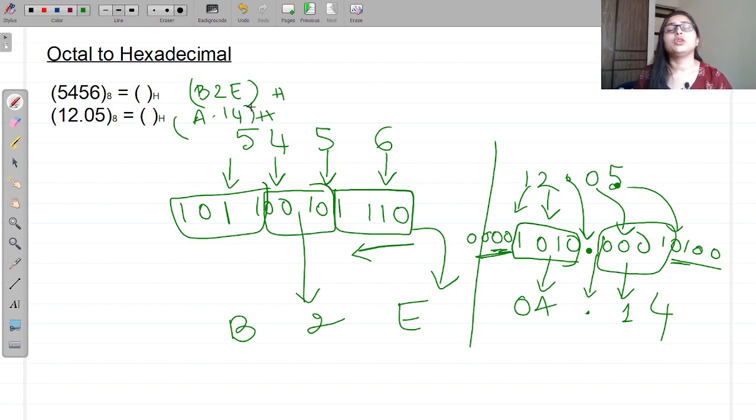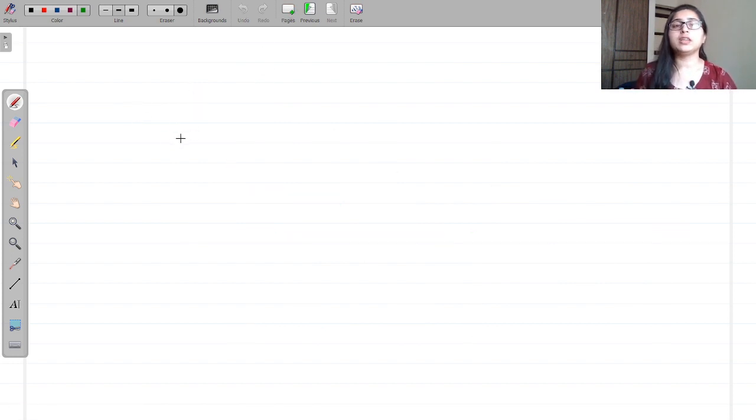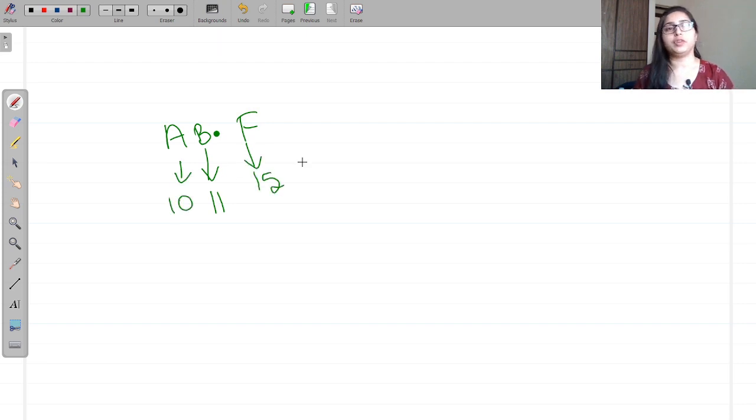So this is how you're going to perform the conversion from one number system to another number system. Okay, so remember one thing, if you have something like this A, B, point, F, it is nothing but equivalent to 11, this is equivalent to 10, this is equivalent to 15. Okay, so this is all about the hexadecimal number system.